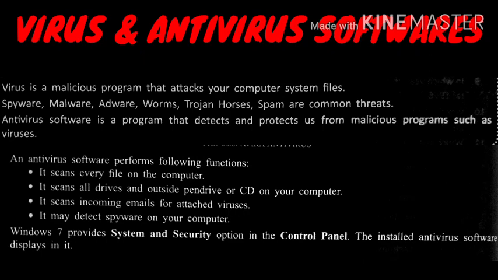Antivirus software performs the following functions. It scans every file on the computer. It scans all drives and any outside pen drive or CD on your computer. It scans incoming emails for attached viruses. It may detect spyware on your computer. These all were some of the basic functionalities of antivirus software.